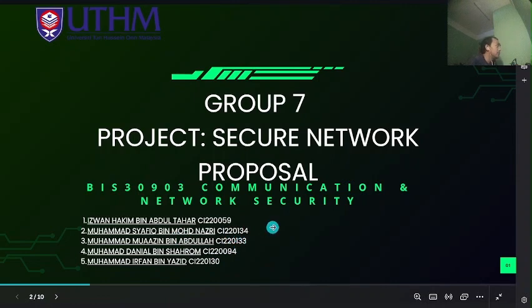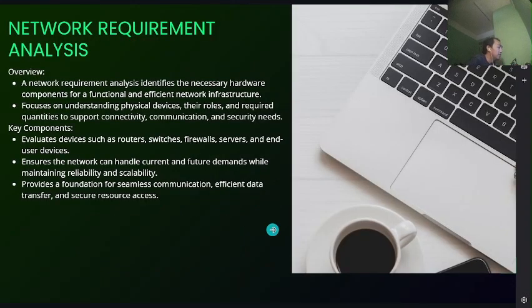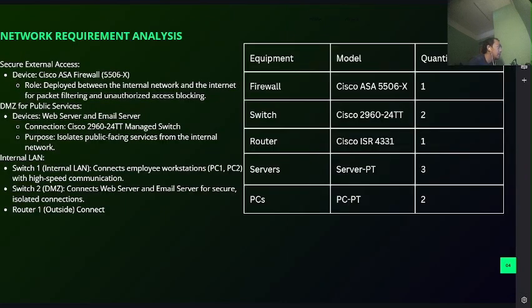So in our project, for our network setup, we start with requirement analysis to identify key hardware components. This includes understanding devices like routers, switches, firewalls, servers, and how many of each are needed to support connectivity, communication and security. The goal is to ensure the network is reliable, scalable, and capable of handling both current and future needs, allowing smooth communication, secure access, and efficient data transfer.